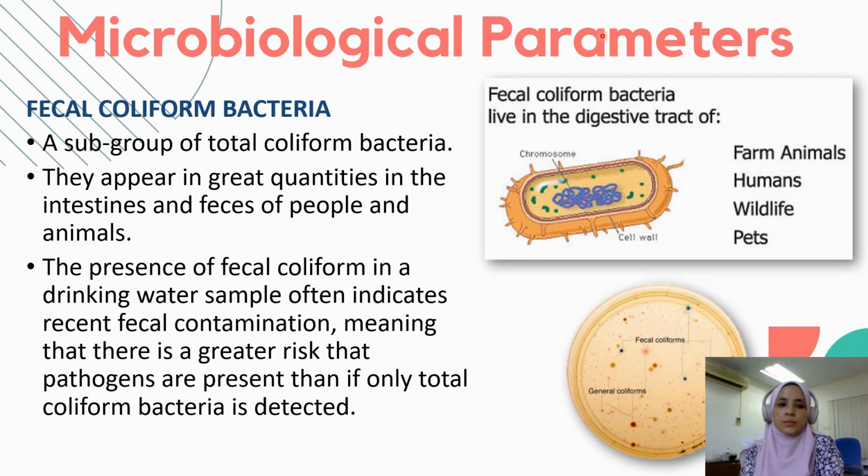Okay, so they appear in great quantities in the intestines and feces of people and animals, and the presence of fecal coliform in a drinking water sample often indicates recent fecal contamination, meaning that there is a greater risk that pathogens are present than if only total coliform bacteria is detected. So from this figure, this is the cross-section of fecal coliform bacteria living in the digestive tract of warm farm animals, humans, wildlife, as well as pets.